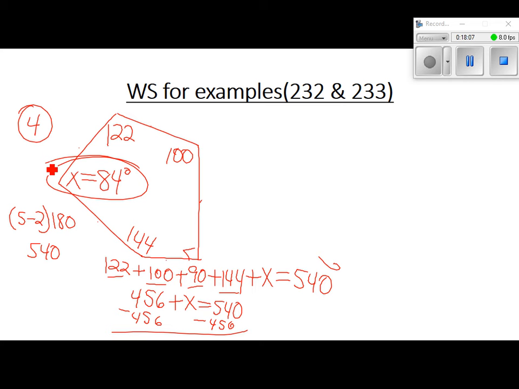Was that a regular pentagon? No, because all the angles weren't the same. You could probably do number 5, right? Same idea. Tell me the equation you'd set up on number 5.